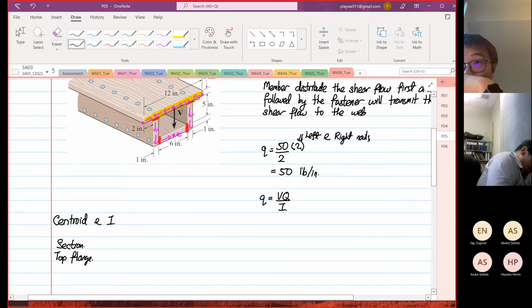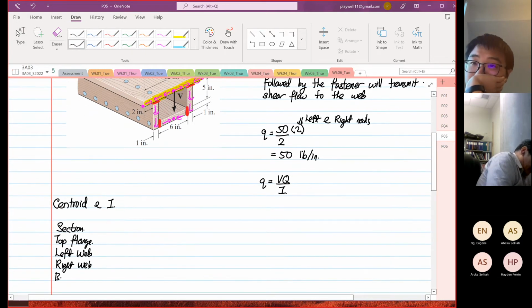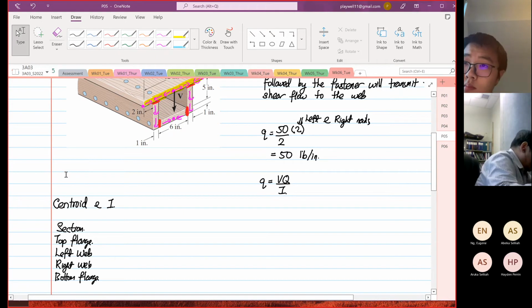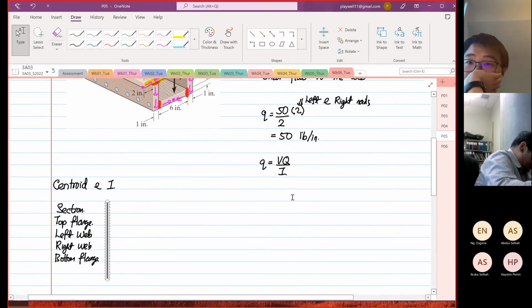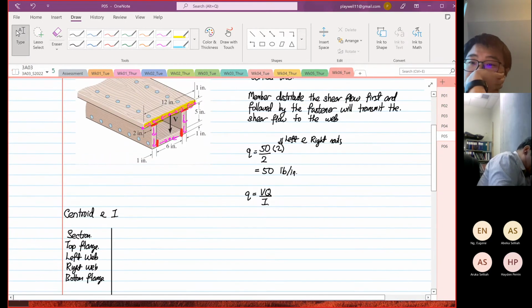Our webs: left web, right web, and then our bottom flange. Okay, then we are quickly going to do our table. So we're going to have our width, depth, and this will be our area.